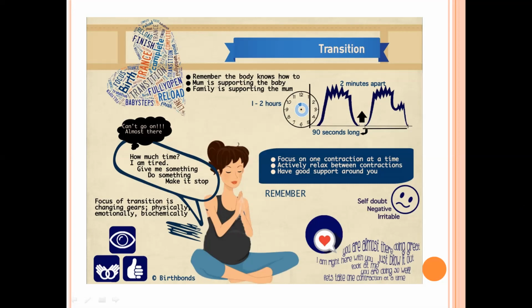Focus of transition is changing gears physically, emotionally, and biochemically. Right? And what you can do is make eye contact, touch, loving hugging, and encouragement. You're doing great. Let's do one more contraction. So I use the rule of 3. Every time I want to make them change, I'll say, okay, let's do just 3 contractions. Now 1 is gone. This is the second one. This is the last one. Now let's do something else. So I just use the power of 3.